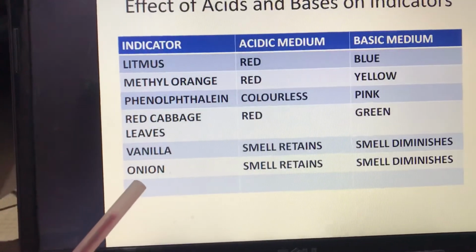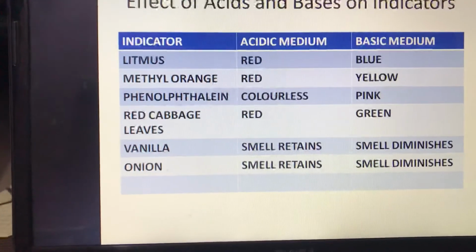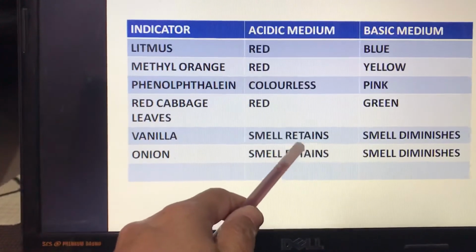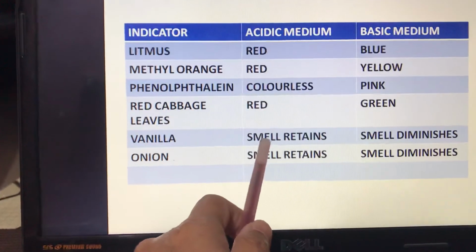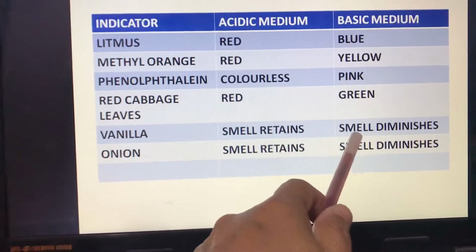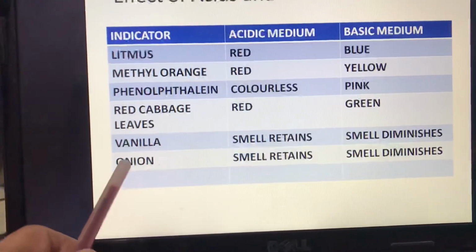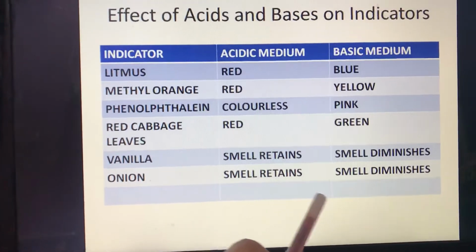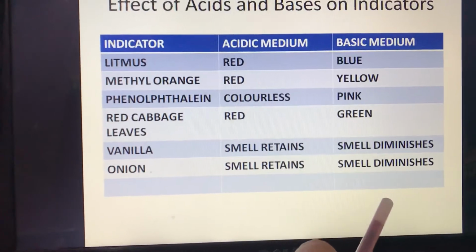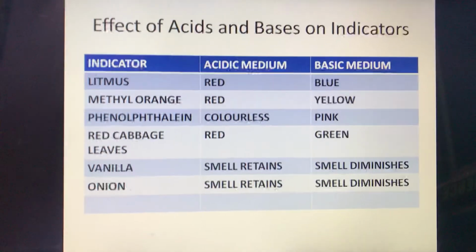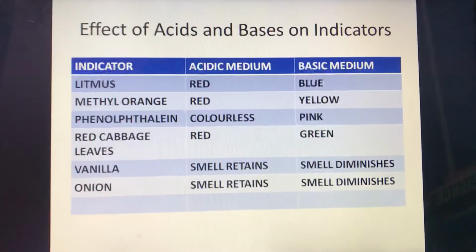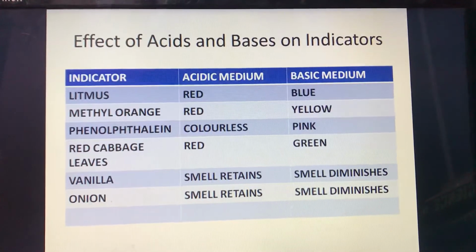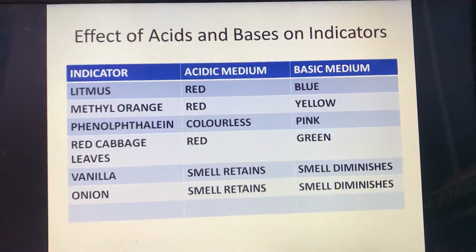Vanilla essence and onion, they are olfactory indicators. In acidic medium the smell of vanilla is retained, whereas it diminishes in basic medium. Same with onion, it retains its smell in acidic medium, but the smell diminishes in the basic medium. Okay, so these are some common effects of acids and bases on them.